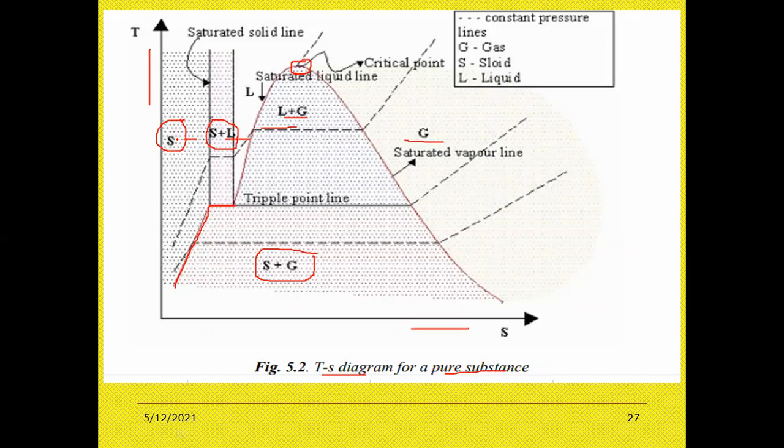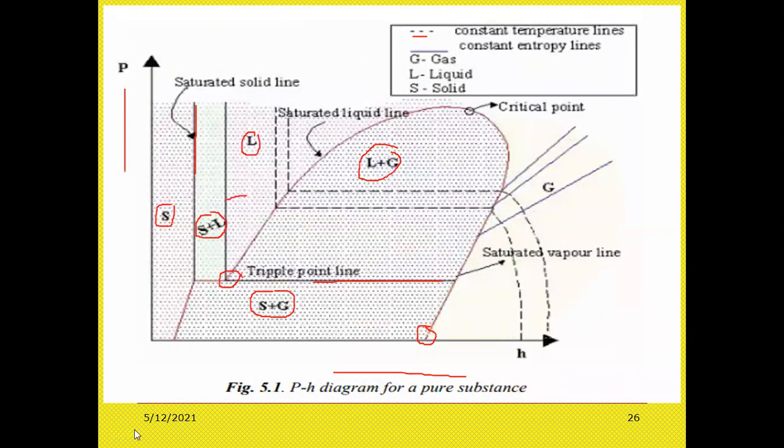So see here, solid plus liquid, liquid plus gas, finally gas. Taking from the other side, solid plus gas, again gas. So this is the temperature-enthalpy diagram for a pure substance. These two diagrams are very simple to learn.